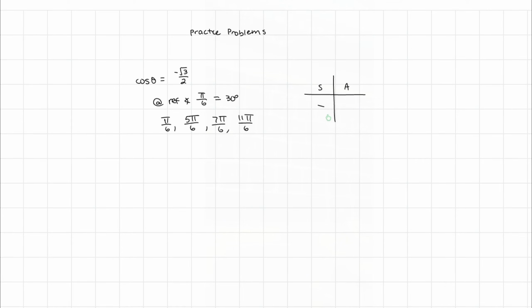According to All Students Take Calculus, quadrants 1 and 4 have positive cosine values, so they are not included. It can only be quadrants 2 or 3, which would be 5 pi over 6 or 7 pi over 6.